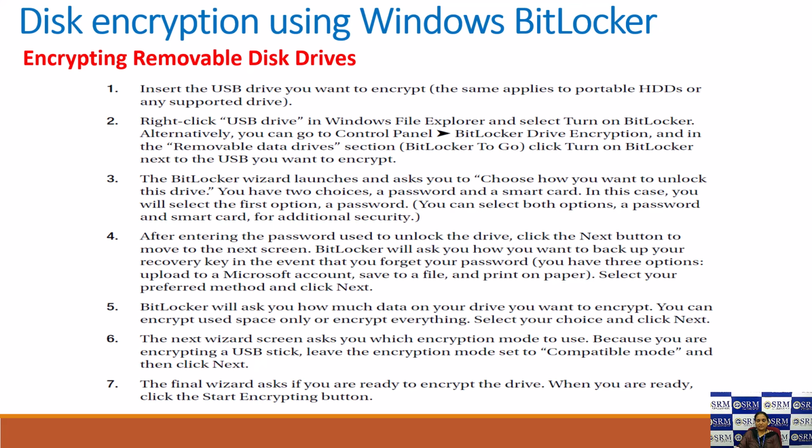The next screen asks which encryption mode to use. Because we are encrypting a USB stick, leave the encryption mode set to compatible mode and then click Next. The final wizard screen asks if you are ready to encrypt the drive. If you are ready, then click the Start Encrypting button. This is the method.